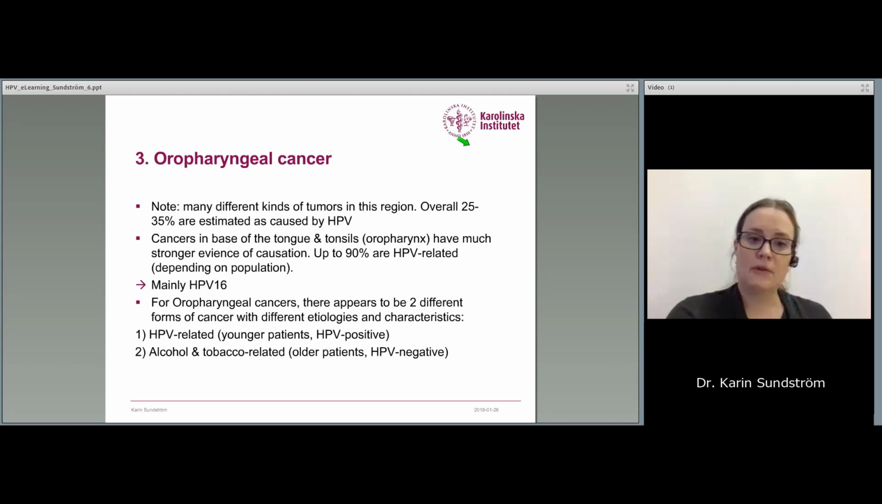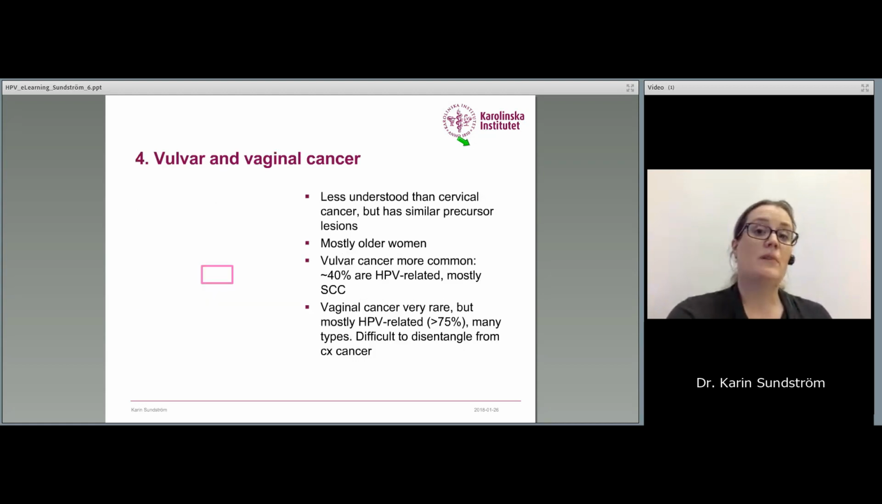But note, though, that for oropharyngeal cancers, there appear to be at least two different forms with separate etiologies and characteristics. Whereas one track appears to be very much HPV related, where the patients are younger and have better prognosis, there's also a second track, which is HPV negative, which appears to be more lifestyle related in terms of alcohol and tobacco use, and where the prognosis is poorer.